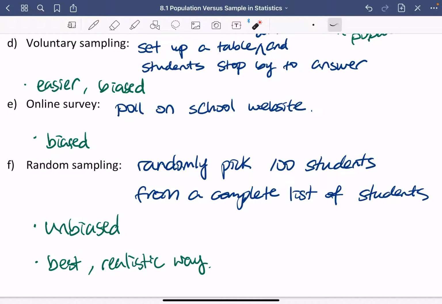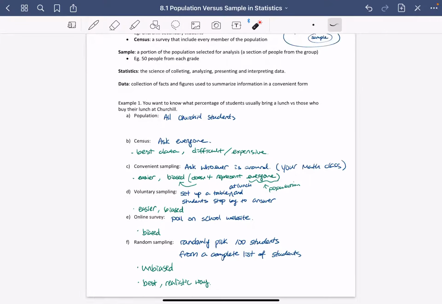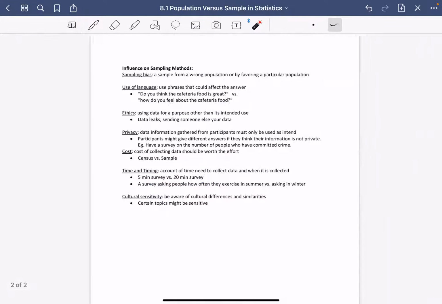Even though this may not represent the whole population, this is the best and most realistic way you can do it. Okay. And so this is unbiased because you didn't choose a student. You did a random pick. Okay. So it's unbiased. Okay. Next part.